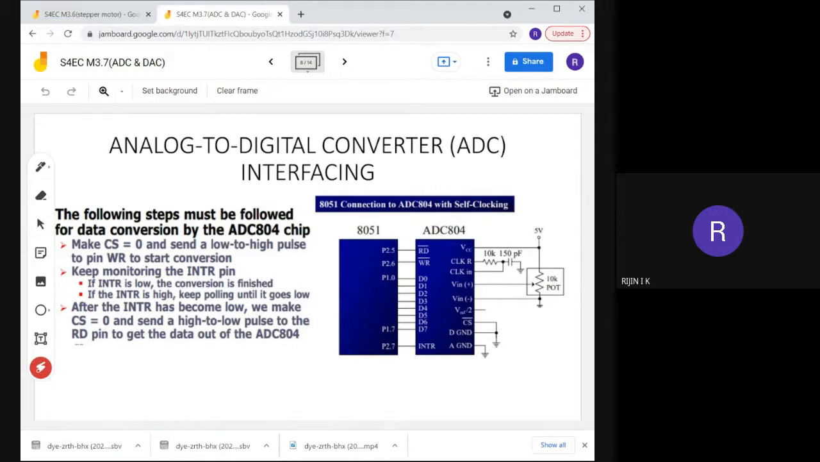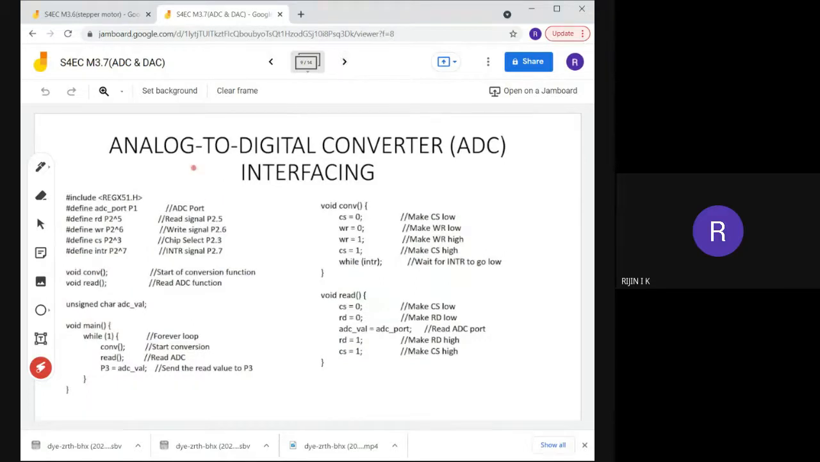So on the 8051 microcontroller, the ADC data pins are connected to port 1, INTR to P2.7, WR to P2.6, and the RD pin is connected to P2.5. That means port 2 and pin number 5. Now we can see the programming part, how it will read the converted data from the ADC to our 8051 microcontroller.